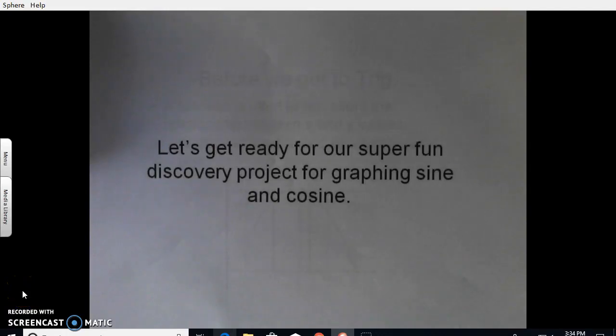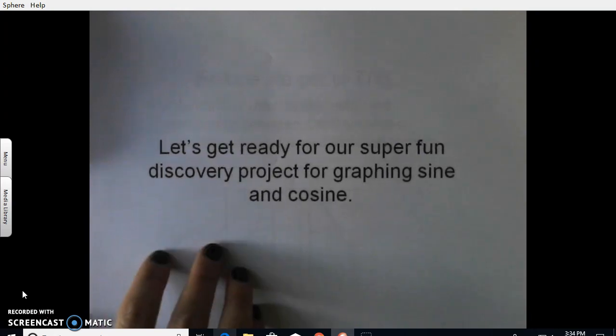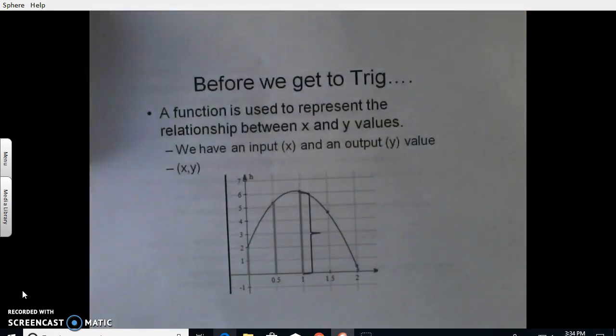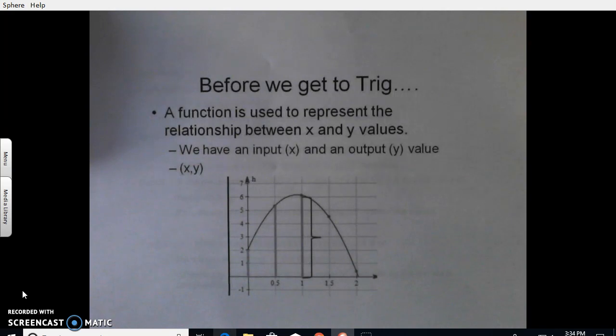This video is just to get us ready for our super fun discovery project of graphing sine and cosine. So before we get to graphing trig, let's talk about graphing functions. When we graph a function, it is used to represent the relationship between our x and y values.